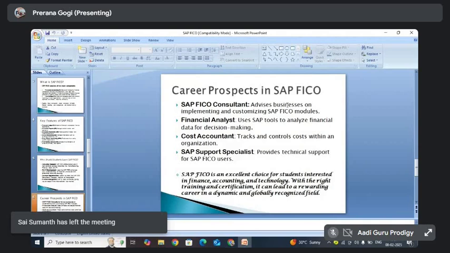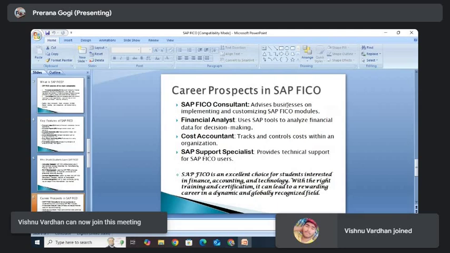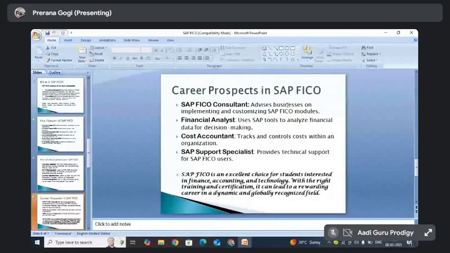So career prospects in SAP FICO lie here: SAP FICO as a consultant, SAP FICO as a financial analyst, SAP FICO for cost accounts, SAP FICO support specialists, product technical support for SAP FICO users. So it is an excellent choice for students who are pursuing their degrees or who have completed their degrees recently. Go with this type of career building course which will enhance their knowledge as well as their productivity.